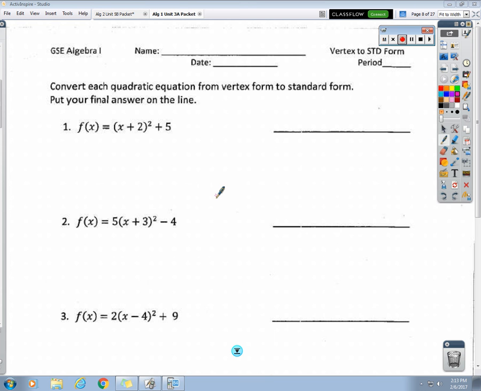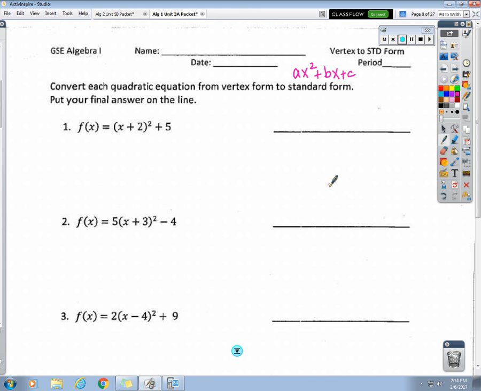Today we're going to be learning how to convert a quadratic equation from vertex form, which is the form it's currently in, to standard form. Standard form looks like this: ax squared plus bx plus c. Go ahead and write that down. All of the equations are given to us in vertex form. We are going to learn how to convert them to standard form, and then they will look like this: ax squared plus bx plus c.